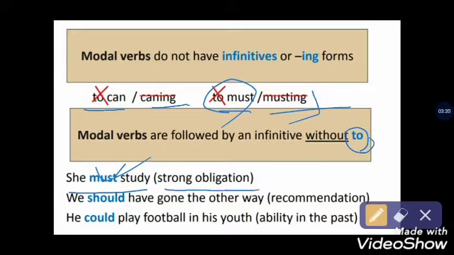And next, we should have gone the other way, okay? We don't have to write to here. We should to have gone the other way is wrong. If you write to in front of or behind should, it's wrong. Here we only use should, okay? And it shows strong recommendation.